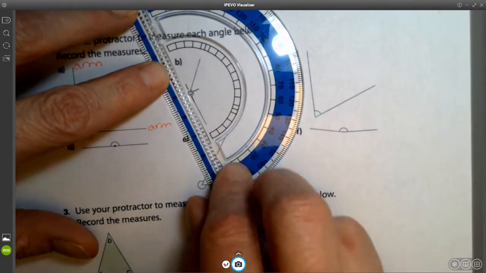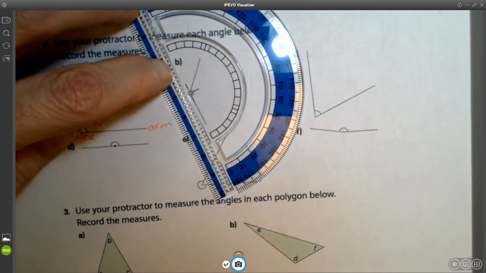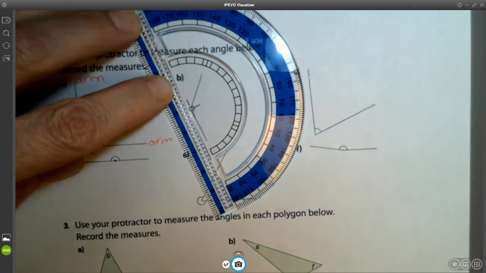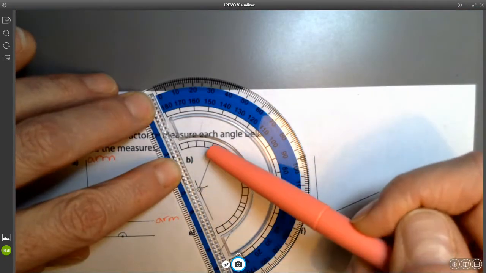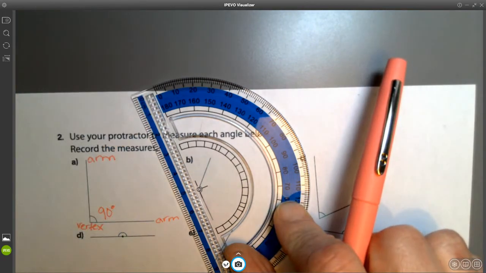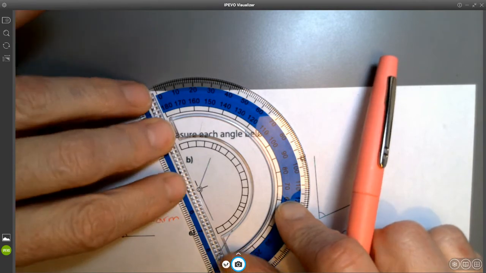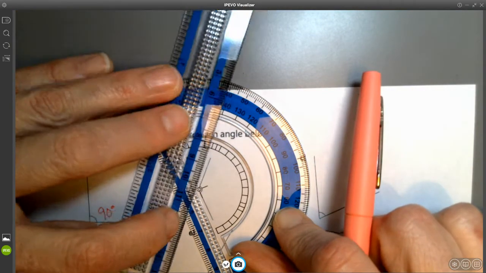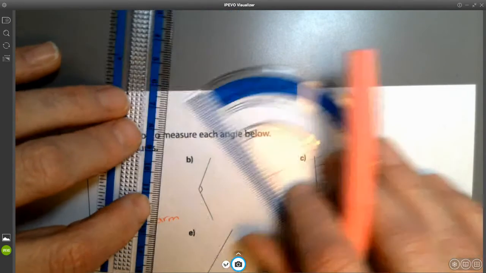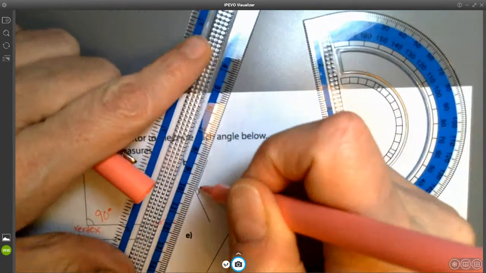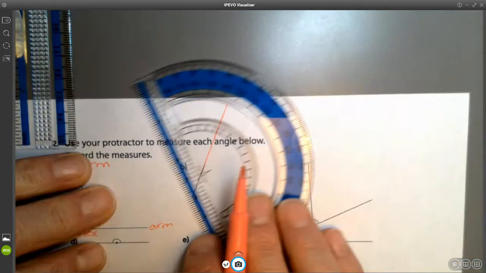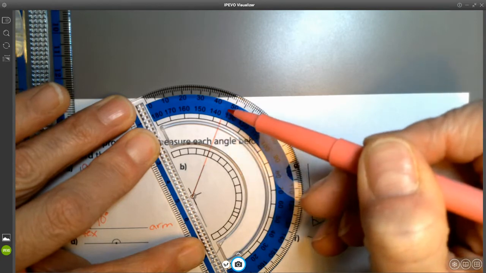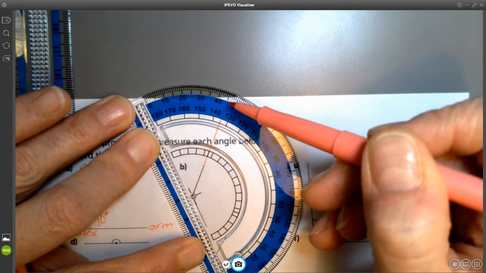Angle B. Again, I'm going to center the midpoint of the protractor on the vertex. Make sure that this one arm extends straight along the baseline. And then I'm going to follow the other arm to see where it intersects with the outside of my protractor. Now, I printed this off and it printed kind of small, so I do need a bit of help. I'm just going to take my ruler and make sure I get a very straight line to extend this vertex, so that I can measure it nice and accurately with my protractor.